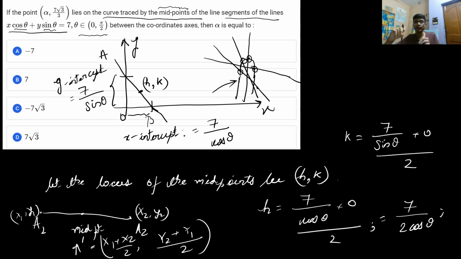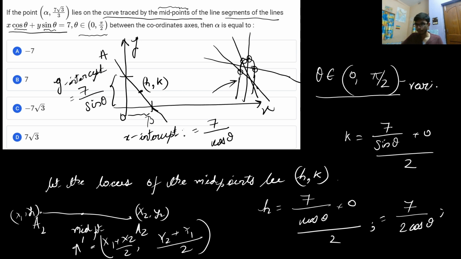Okay, from here, you have to eliminate the variable terms in order to get to the equation of the definite locus, so that you get an equation which is only in h and k. So what is the variable term? As you can see, theta is a variable term. Theta over here varies over the open interval 0 to pi by 2. So that means theta is a variable parameter.